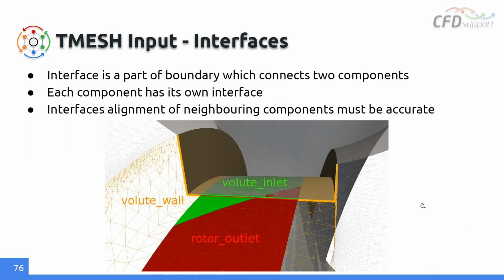Some software allows to have, let's say, kind of non-matching interfaces, but TCFD does not allow this from the accuracy point of view. So for example, if you have a volute-rotor connection, from both sides these interfaces have to be aligned perfectly. The red one is for example the rotor outlet and the green one is the volute inlet, and this must match perfectly.